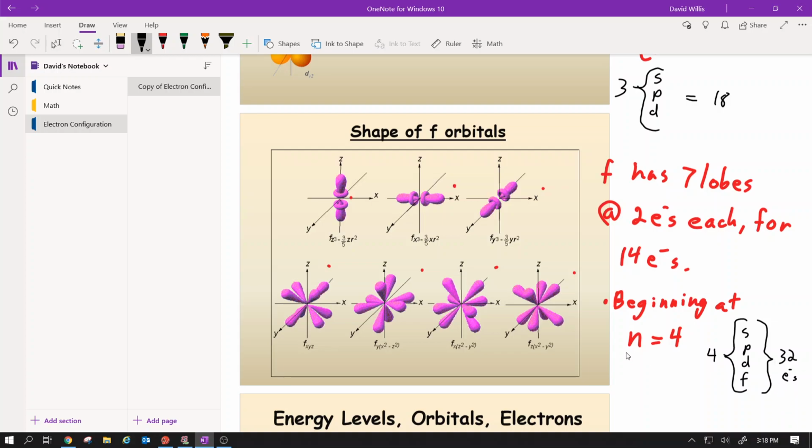All right. Do we feel good about that? We will worry about f orbitals anytime that we're on the fourth shell or higher. Okay? We'll talk about how they fill up in just a minute. All right, so let's move along.